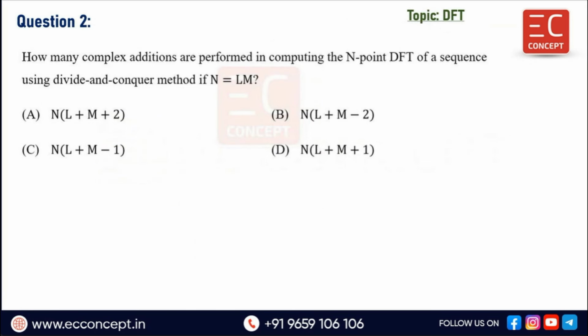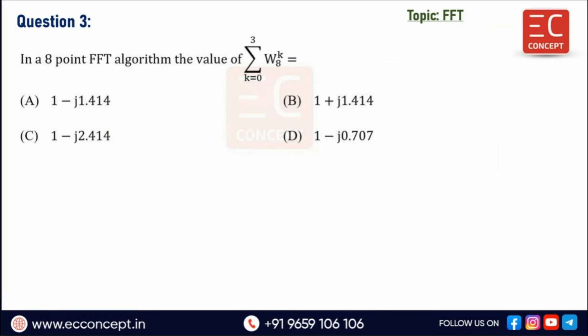How many complex additions are performed in computing the N-point DFT of a sequence using the divide and conquer method if N is equal to 2^m? This is a direct formula question, so option B is correct. Okay, so next, question number 3.